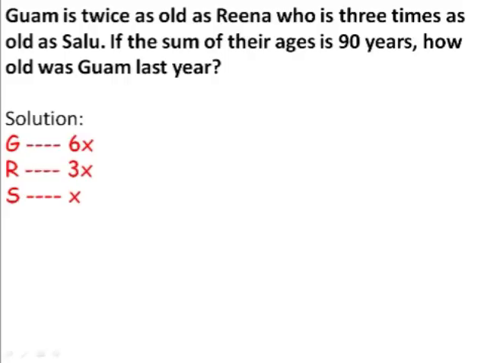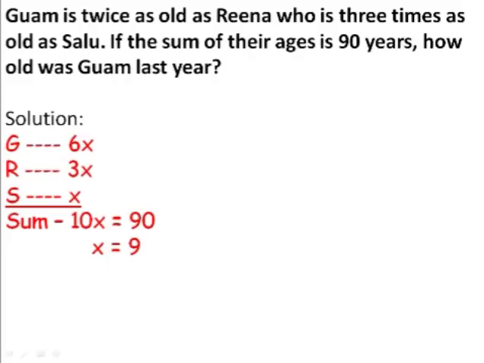Now what about the sum? The sum of their ages is, how much is the sum? 6X plus 3X plus X gives you 10X. And in the question they're saying the sum of their ages is 90 years. So we have an equation, 10X equals 90. It means X equals 9. What was X? X was the age of Salu. So we know the age of Salu now. It's equal to 9 years.